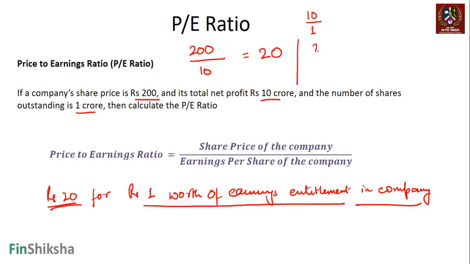If the number was 300 by 10, then you would have paid 30 rupees for 1 rupee of earning, or 300 rupees for 10 rupees of earnings, right? Now, in relative valuations, remember we say the companies are similar. If the companies are similar, then for the same 1 rupee of earning, or for the same 10 rupees worth of EPS, why would you pay 300? You would want to pay 200. So if everything else is the same, you would want to pay a lesser amount for the same amount of earnings entitlement in the company. Correct?